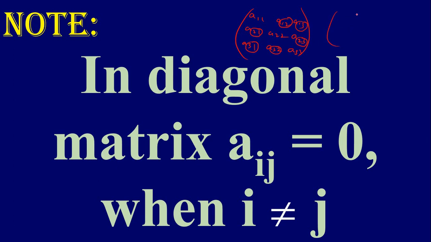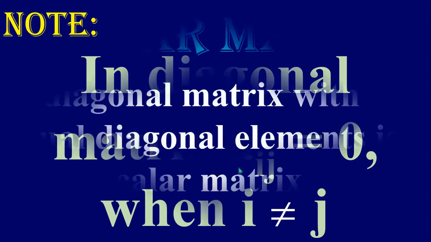So we get 0 when i is not equal to j. So in these positions we get zeros and other elements may be anything. So suppose it is 1, 0, 0, 0, 2, 0, 0, 0, 5. So this is a diagonal matrix. So in diagonal matrix Aij is 0 when i is not equal to j.